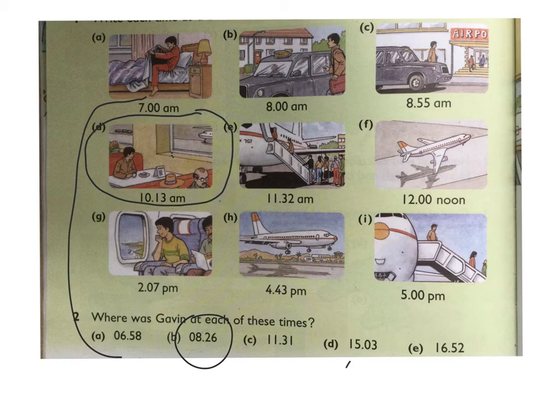16:52, you can see the plane is landing at 4:43, which is 16:43. So where was he at 16:52? The plane has landed at 5 p.m. So I'm presuming that at 16:52 he's still physically on the plane, but the plane has actually landed, okay? He hasn't disembarked, like it's showing you in picture I, but he's still on the plane, but the plane has landed.